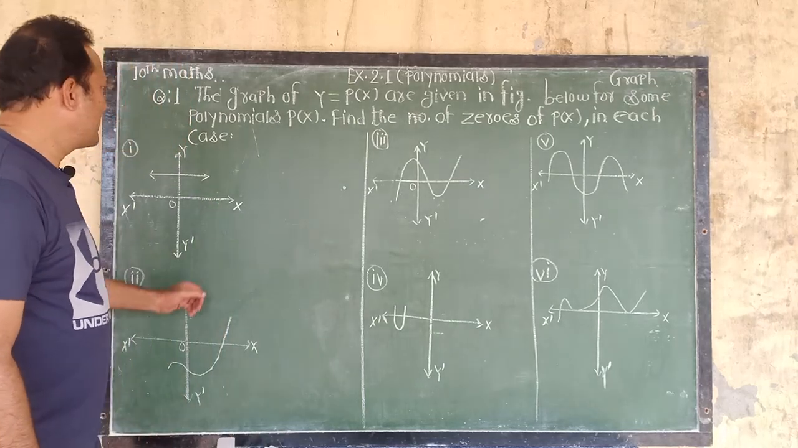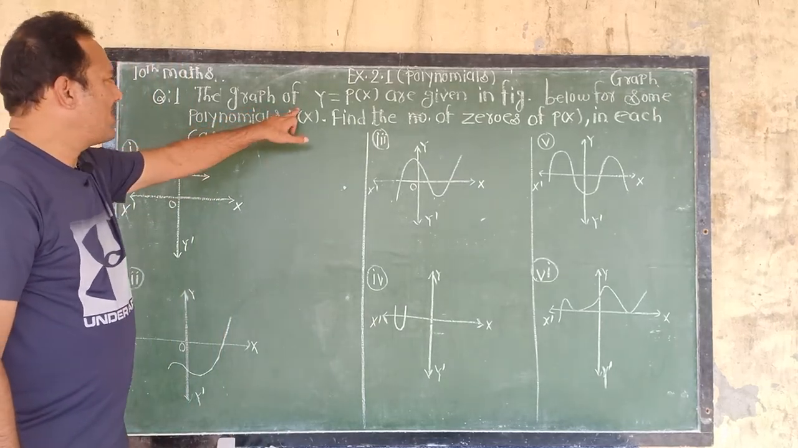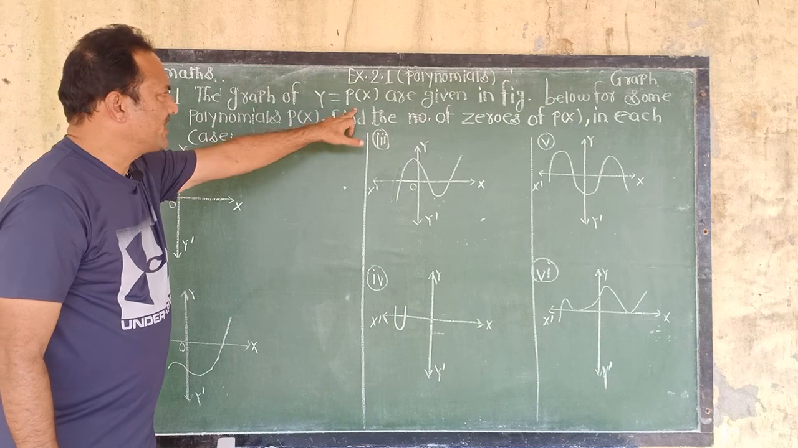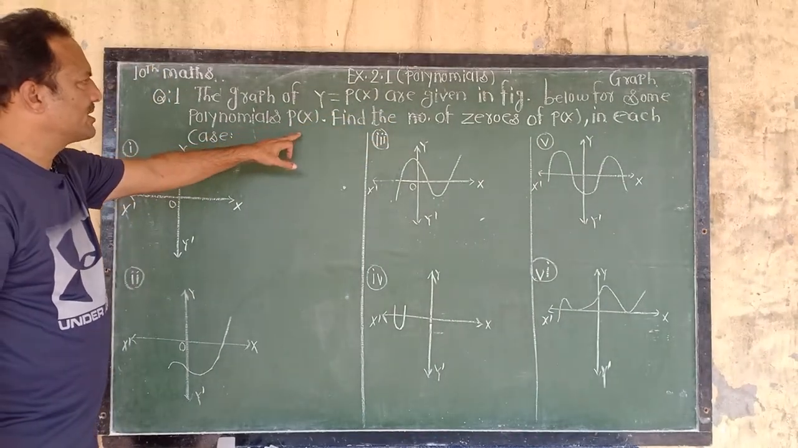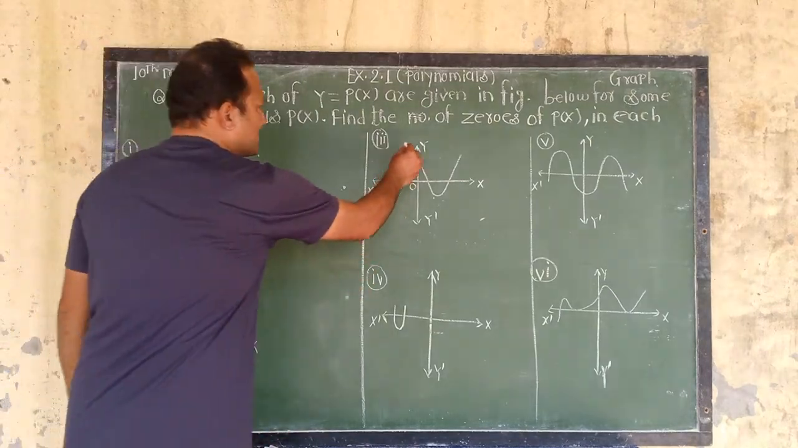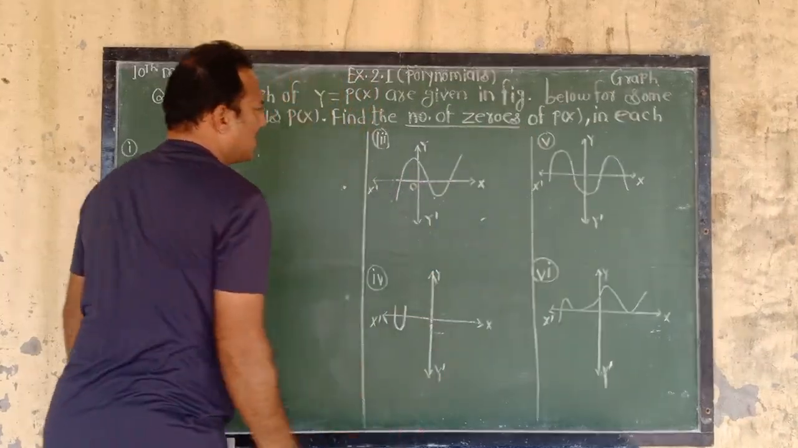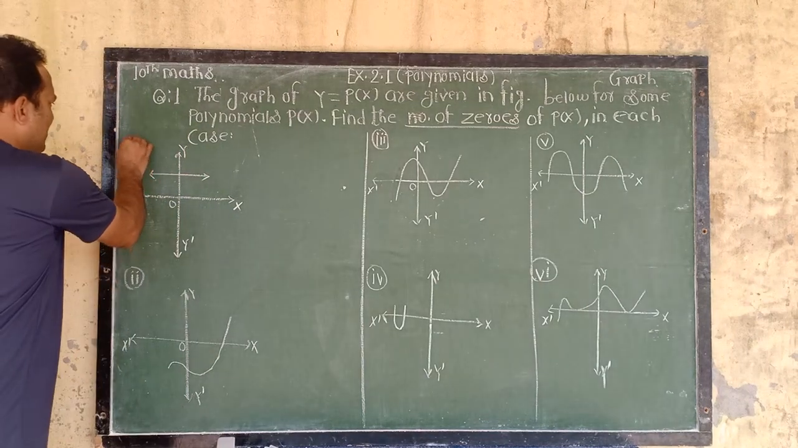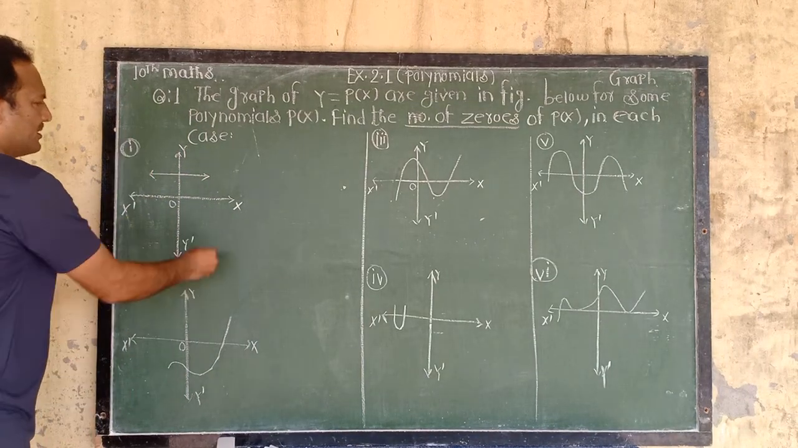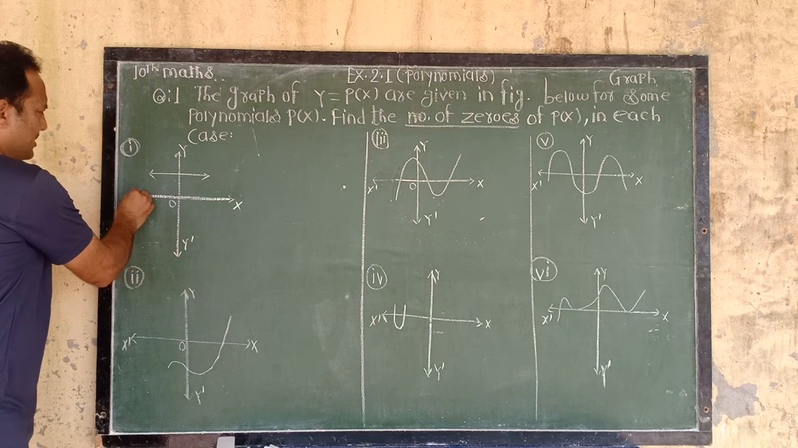Question number 1. The graph of y equals p(x) is given in the figure below for some polynomials p(x). Find the number of zeros. We have to find the number of zeros of p(x) in each case. First, we see the first case. This is the x-axis. We have to see only the x-axis.